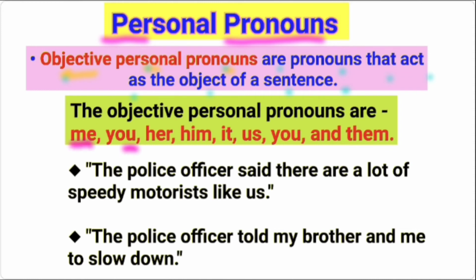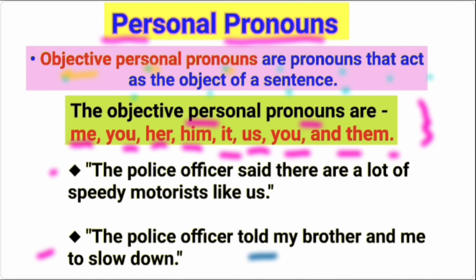Me, you, her, him, it, us, you, and them. These are the examples of objective personal pronouns. Two sentences for you students. The police officer said, there are a lot of speedy motorists like us. The police officer told my brother and me to slow down.